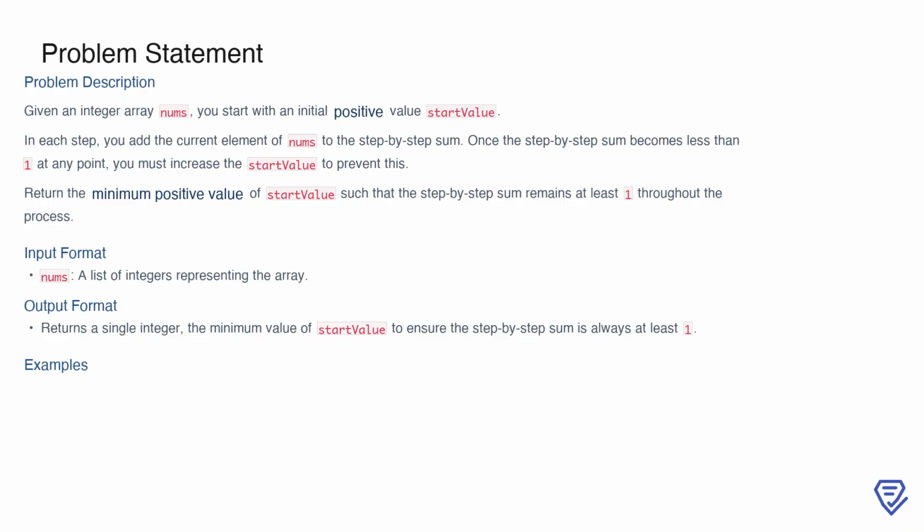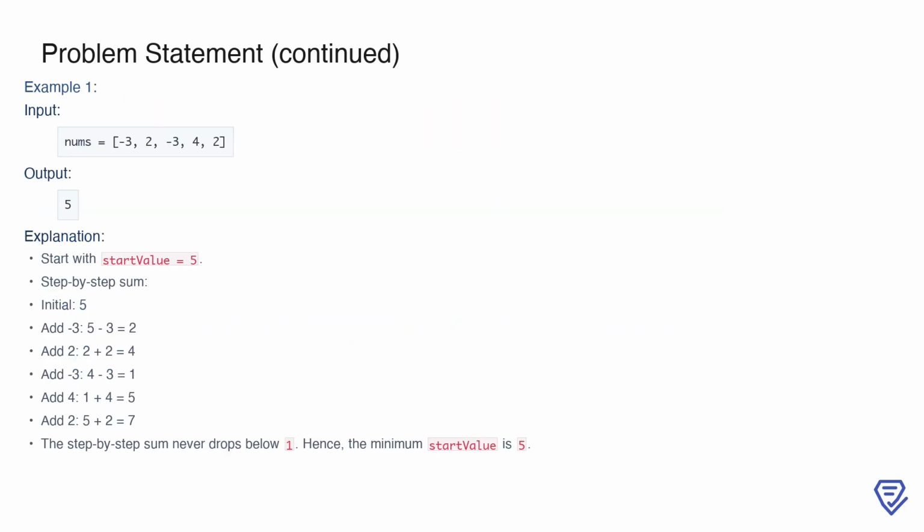Our task is to find the smallest possible value for start value that ensures the sum stays at least 1 for the entire array. The input is a list of integers representing the array, and the output is a single integer representing this minimum value of start value. To understand the problem better, let's look at an example.